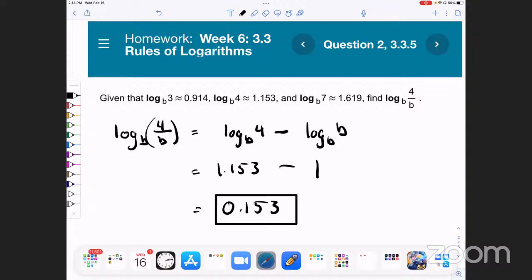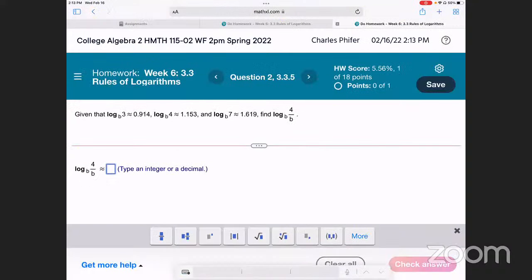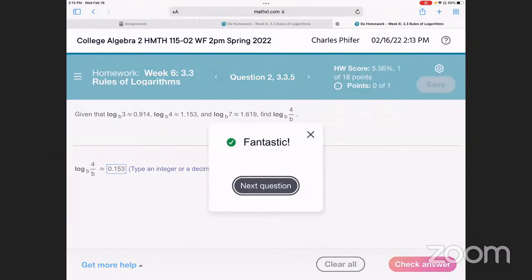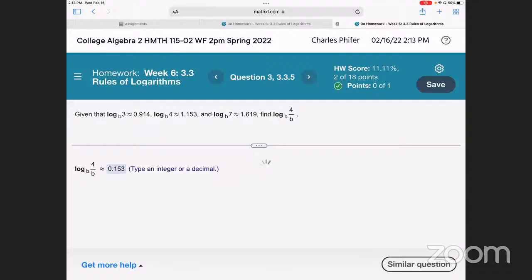0.153. That is it. Okay, what's the time? Sure, let's go ahead and check it now. It's a little bit earlier. Let's do one more question.